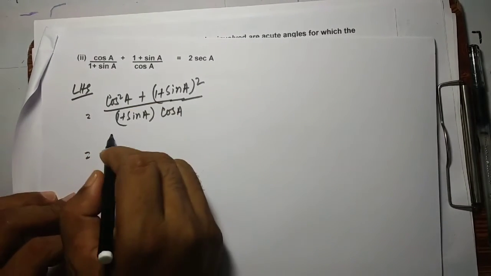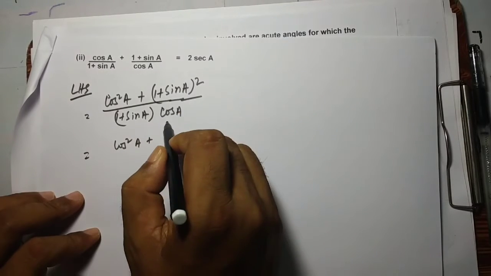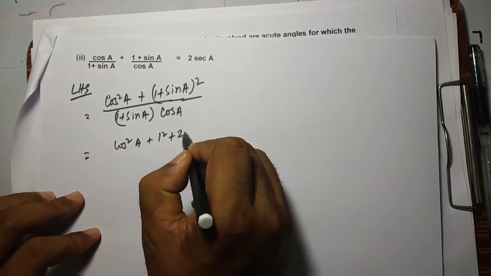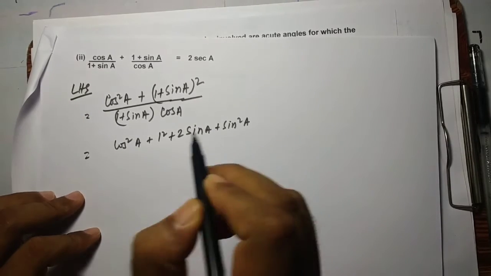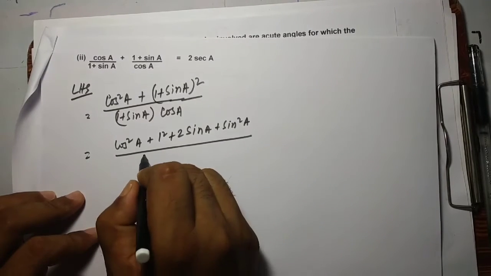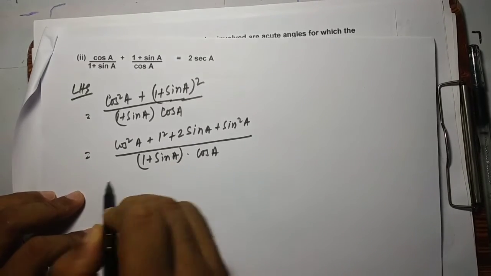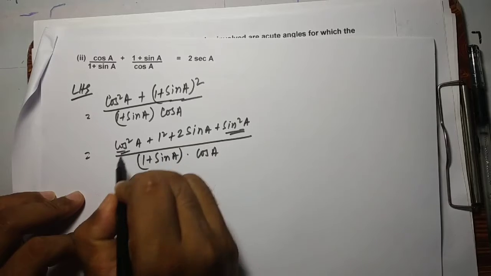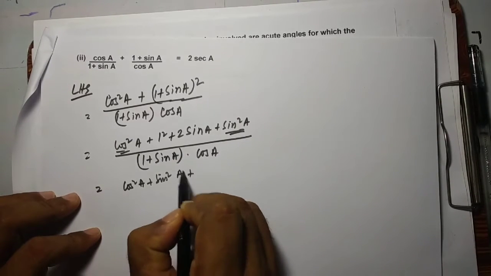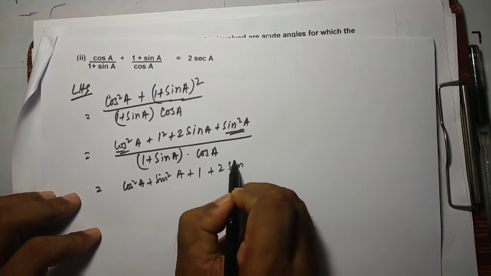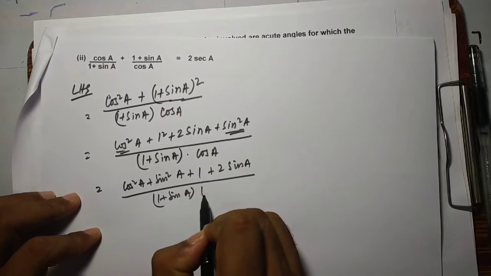So what is happening here? Let me break 1 plus sin A whole square into 1 square plus 2 sin A plus sin square A, upon 1 plus sin A into cos A. So this is sin square A and cos square A. Rearrange this: cos square A plus sin square A plus 1 square is 1, so 2 plus 2 sin A over 1 plus sin A whole into cos A.